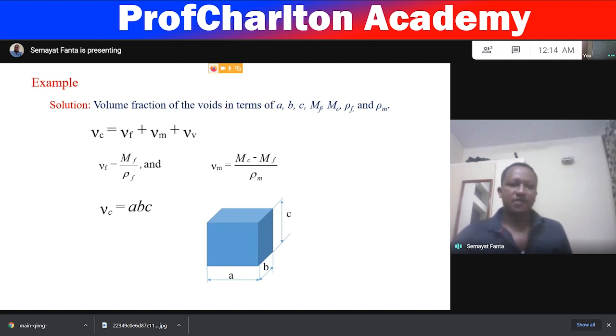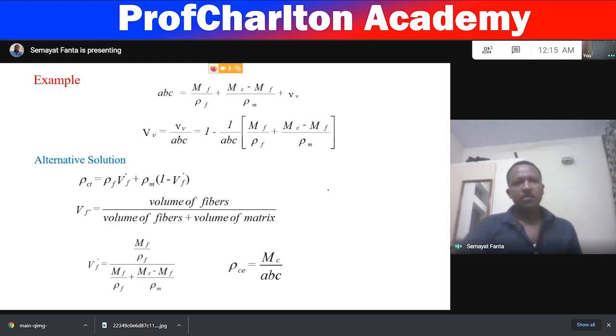So the volume fraction of the voids in terms of A, B, C, D is given as VC equals VF plus VM plus VD. The volume of fiber is mass of fiber over density of fiber, and volume of matrix is mass of composite minus mass of fiber over density of matrix, and the total volume VC is calculated as A times B times C. So that is the volume of the total composite, in terms of A, B, C.